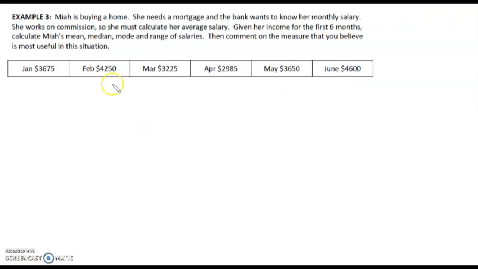Example 3. Mia is buying a home. She needs a mortgage and the bank wants to know her monthly salary. She works on commission, so she must calculate her average salary. So given her income for the last 6 months, calculate Mia's mean, median, mode, and range of salaries. Put all these in here, okay? Then what we're going to do is actually interpret this. We're going to comment on the measure that you believe is the most useful in this situation.